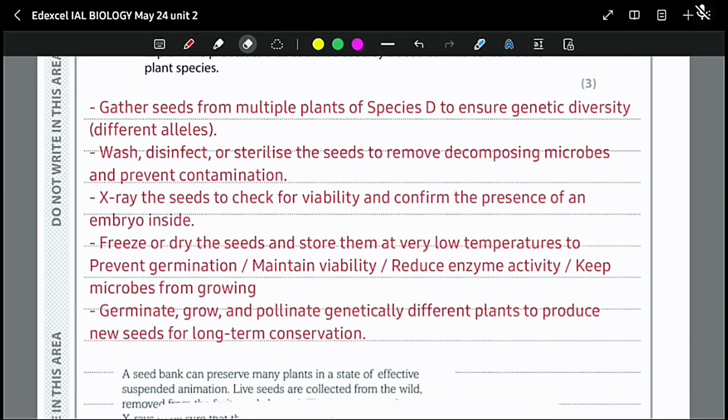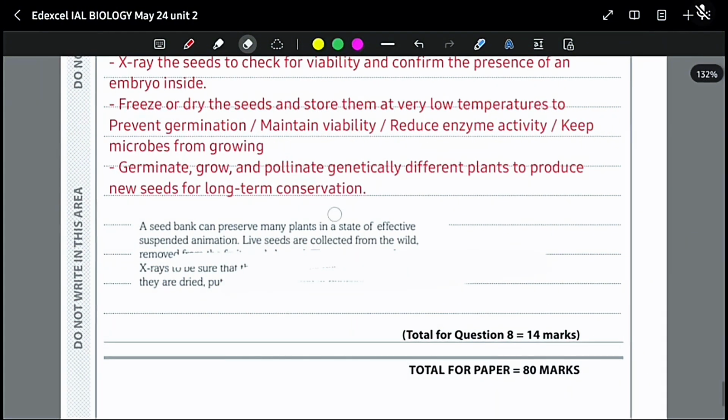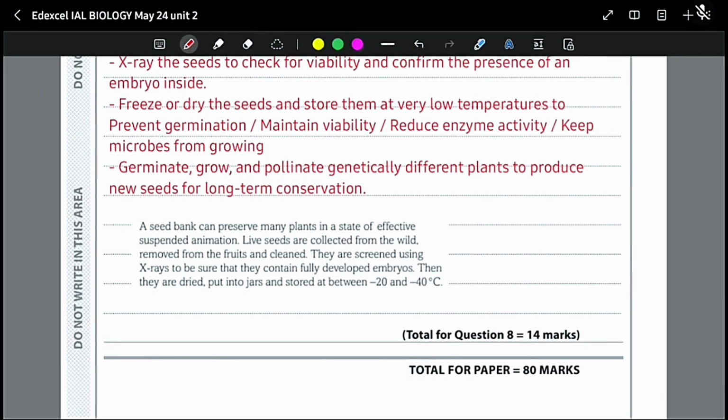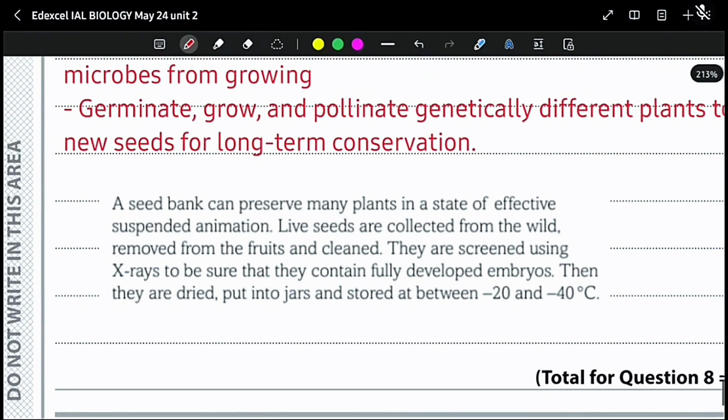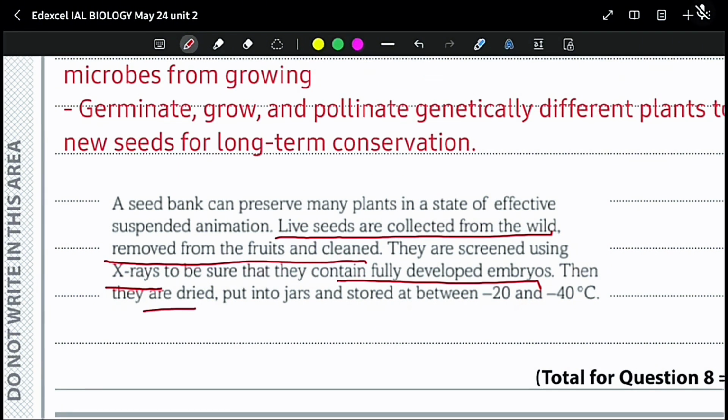And with the answer, I have also included a small extract from the book, where the answer was written. From the book, we can see that a seed bank can preserve many plants in a state of effective suspended animation. We see the live seeds being collected from the wild, removed from fruits and cleaned. They're screened using X-rays so that we know they contain fully developed embryos. Then they're dried, put into jars, and stored between -20 to -40 degrees Celsius, which is the low temperature. So the book also had the same answer as the mark scheme.